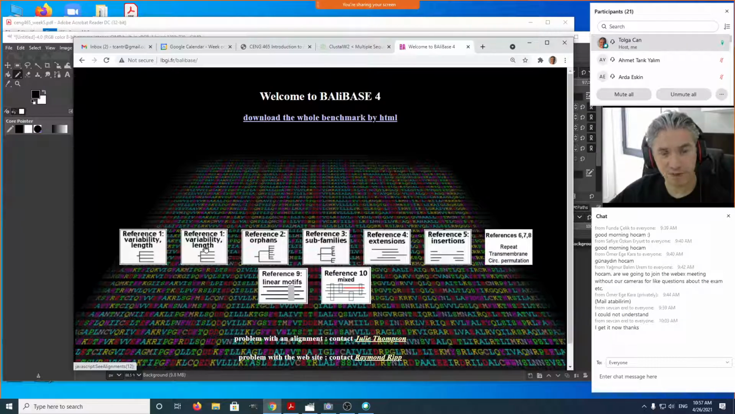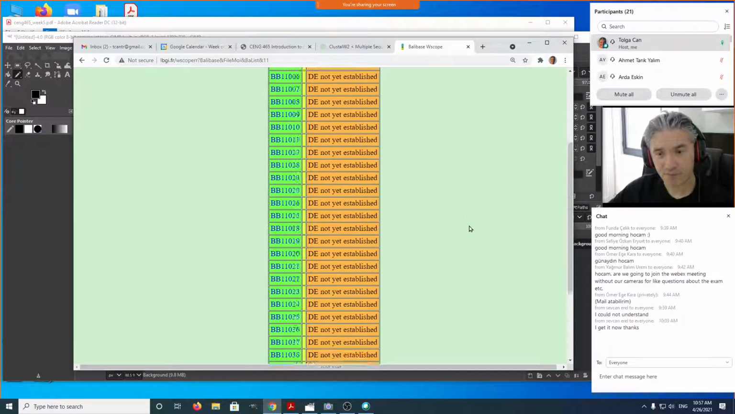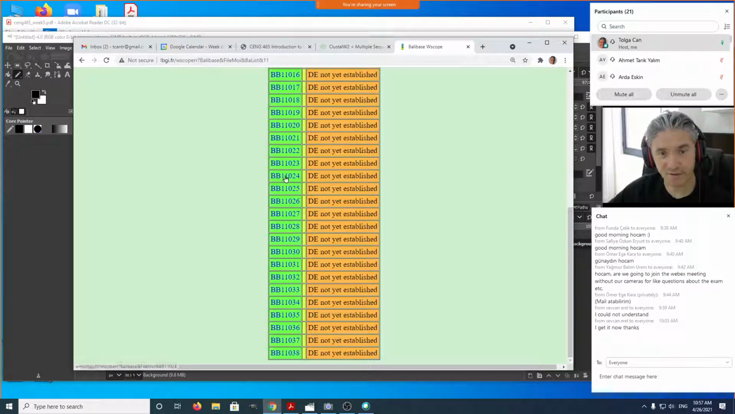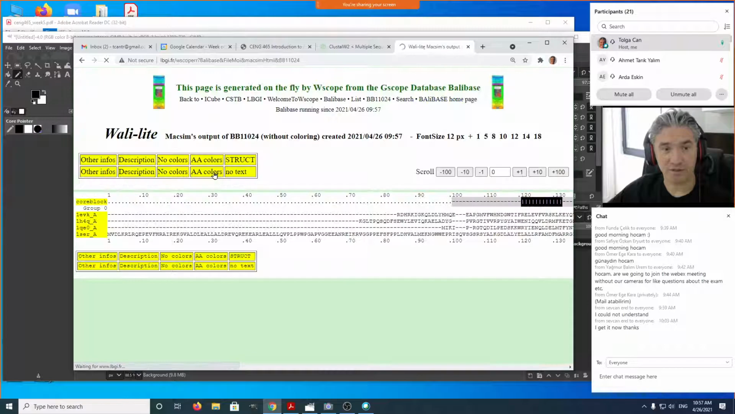There is also sequence variability in length. For example, this one tries to align a group of sequences in which some sequences are 200 base long or 200 amino acids long, while the others are 500, 600. If you just click on one of these, there are many data sets underneath them. If you click on an arbitrary one of them, there are different ways to visualize the multiple sequence alignment. Let's see this HTML format. So let's see this one.